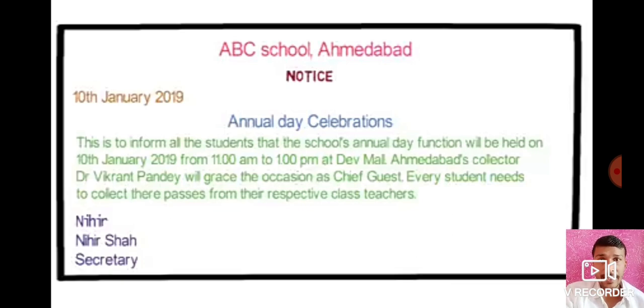Okay, notice writing is there. So downside, come here and Nihir is there. It's a signature. The name of that person, Nihir Shah. As per the designation, as per the post, who is that Nihir Shah? He is a secretary of ABC school, Ahmedabad. So that kind of a structure, format of a notice writing.